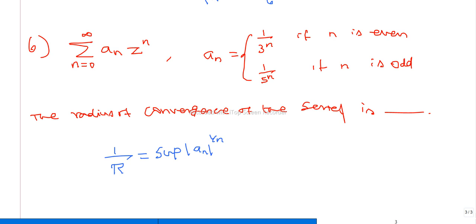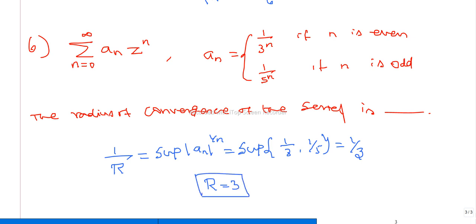Now here a_n's are 1 by 3^n and 1 by 5^n. You take the power 1 by n, that n cancels. Therefore you are just going to take the supremum of only two things: 1 by 3 and 1 by 5. Since 1 by 3 is the biggest one, the supremum should be 1 by 3. Therefore, 1 by r is 1 by 3, so r should be 3.